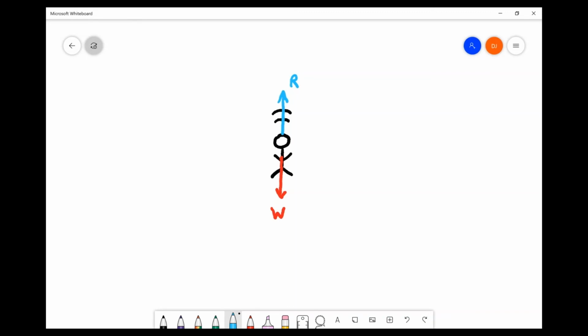Most fundamentally, though, these 2 forces are on the same object, and Newton's third law says the 2 forces must be on different objects. So for those 3 reasons, the air resistance can't possibly be the Newton's third law pair to the weight. What is the correct answer? Again, pause and think.